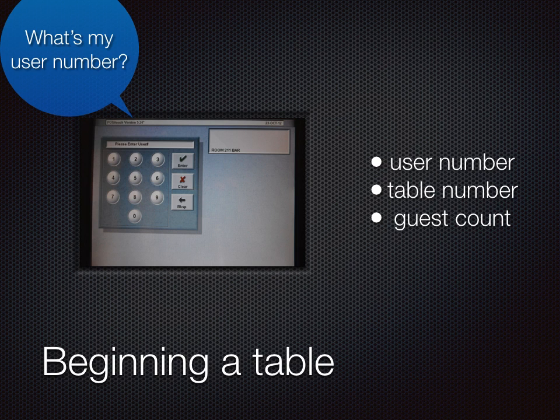Before we get started, your instructor will give you a server or user number that will help to identify you into the PositouCH system every time you place an order. So, you shouldn't have to ask, "What's my number?" all too often. Whenever you're beginning a table, there's three things the system wants to know from you. First, it wants to know your user number, then your table number, and lastly, how many guests are at your new table. Let's take a look.